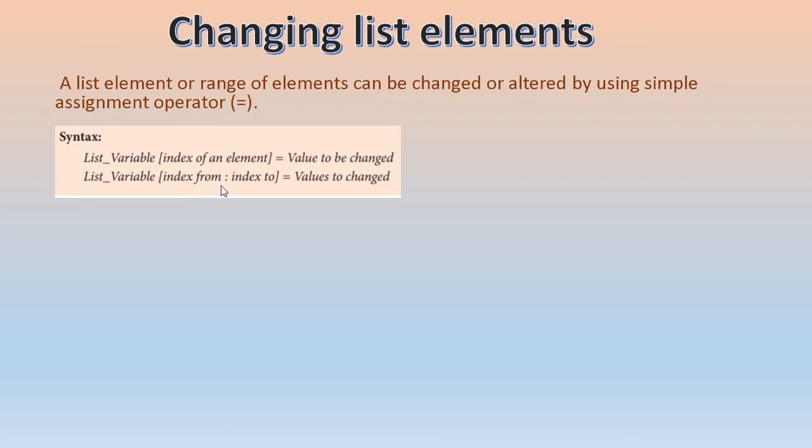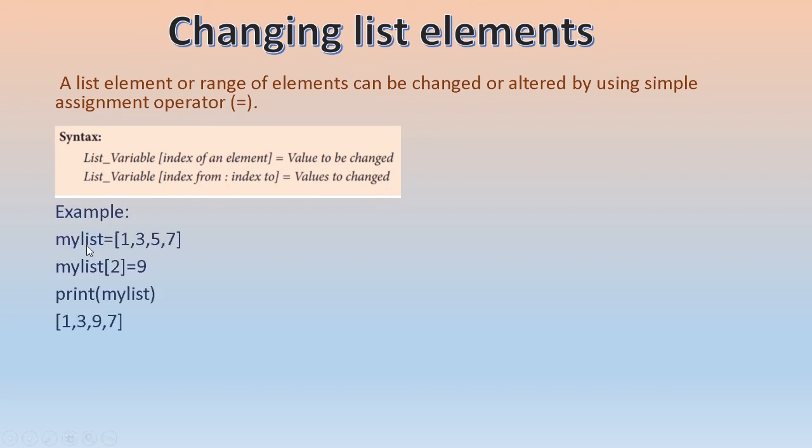That means the starting index colon ending index equal to then the values to be changed. Give the values separated by commas. For example, my list is equal to 1, 3, 5, 7. I have given my list values as 4 elements.